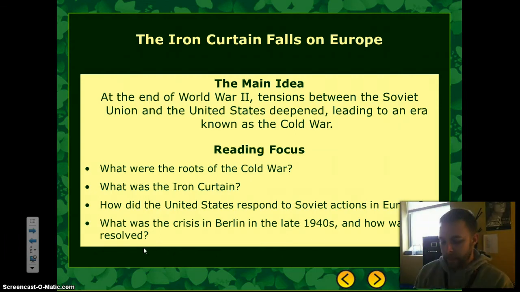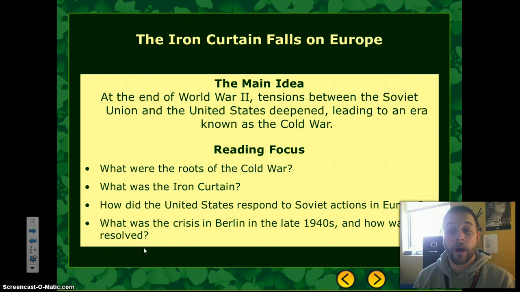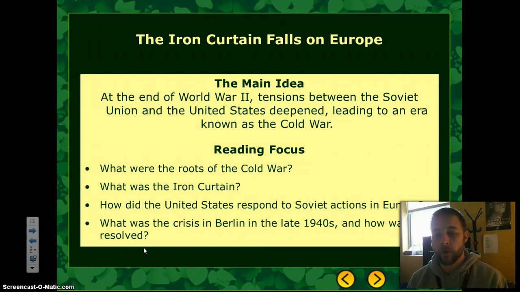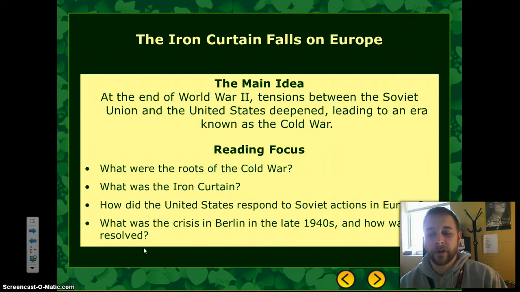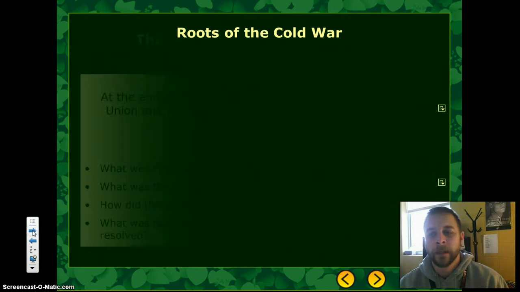Now we're going to move into a new phase, a new conflict that's called the Cold War. And basically, at the end of the Cold War, you have tension between the Soviet Union and the United States. And this is going to lead to basically a competition for more or less global domination between the two countries. So we're going to talk about the roots of the Cold War today, what the Iron Curtain was and what it represented, how the U.S. responded to Soviet actions early on, and we're going to talk about the Berlin crisis and how it was resolved by the U.S. and Great Britain.